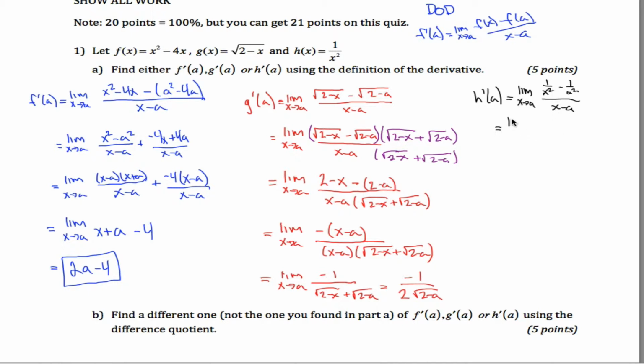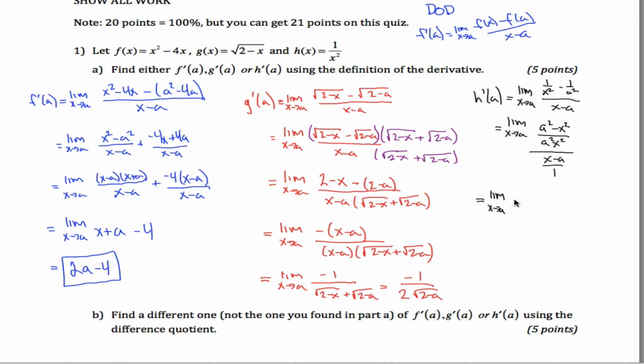So let's see what I can do here. The limit as x approaches a of, if I multiply this side by a squared over a squared and this side by x squared over x squared, I'll have a squared minus x squared, all divided by that common denominator of a squared times x squared. And then that whole thing will be divided by x minus a, which I'll write as x minus a over 1, so that's a fraction over a fraction. And so I can clean that up. I can say that's the limit as x approaches a of the top, a squared minus x squared.